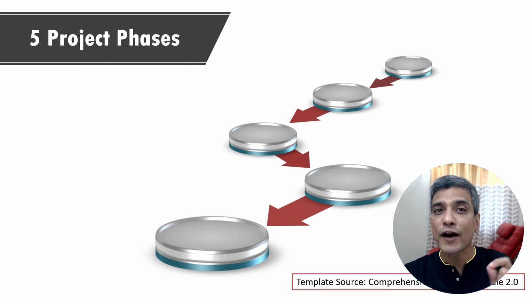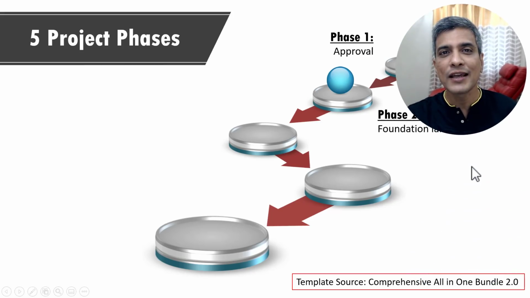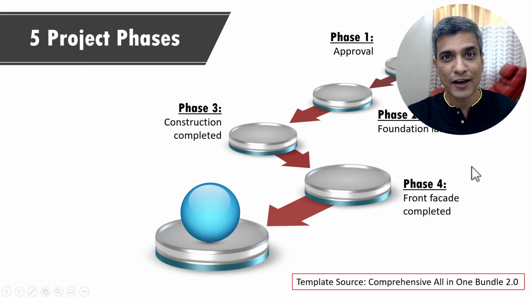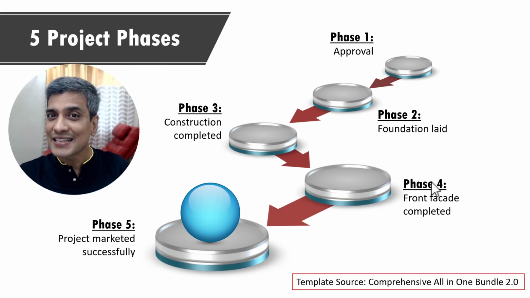Here we show 5 project phases. You can see the 5 phases shown like this. On a click, we draw the viewer's attention to phase 1, then on a click to phase 2, then phase 3, phase 4 and phase 5. It is the same basic idea, but then the layout is slightly different. Let us see the next example.